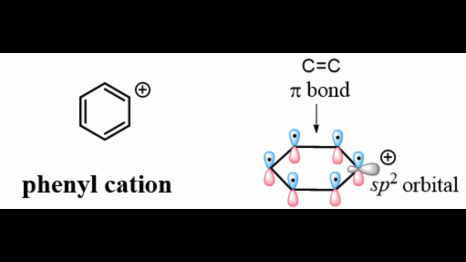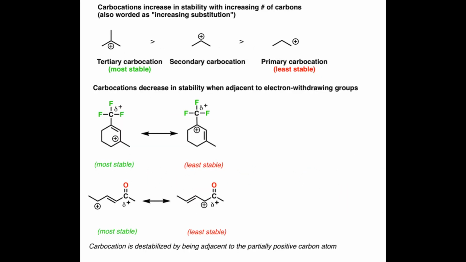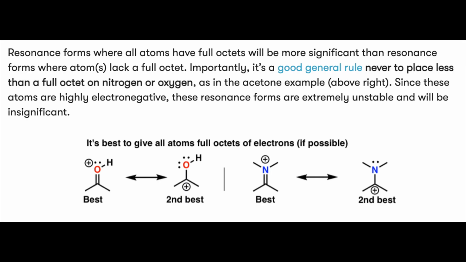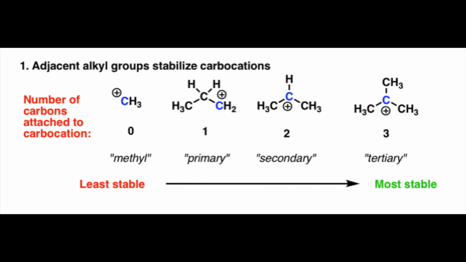The stability of a resonating structure can be determined using various factors. A structure that has a complete octet is much more stable than a structure with incomplete octets. As a rule of thumb, carbon atoms with a positive charge are not stable.